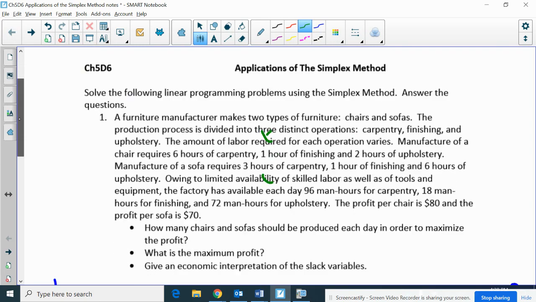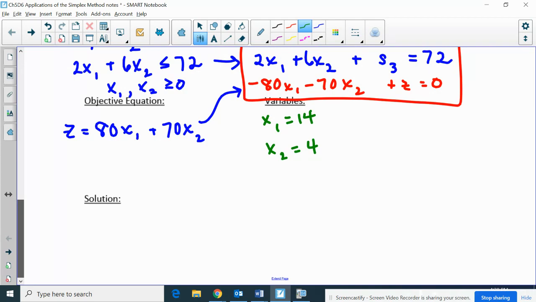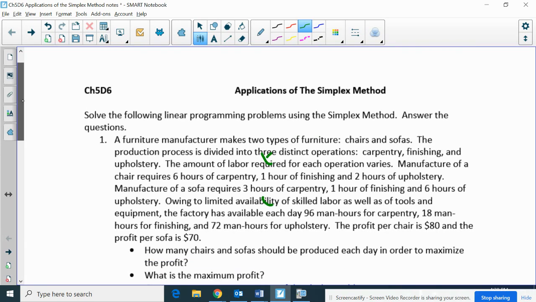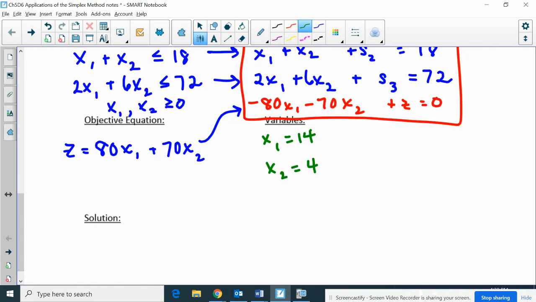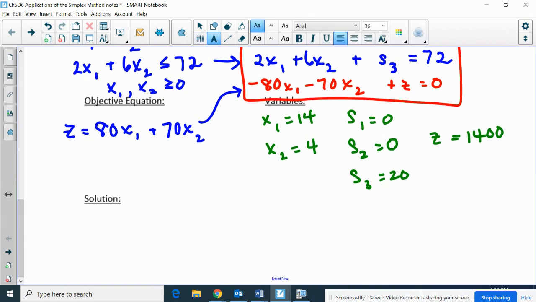So now I'm going to go back and write down what those mean. S sub 1, because it was junk, is a 0. Same thing for S sub 2, because that was junk, it's also a 0. S sub 3 is 20, and Z was 1400. All right, so what does all that mean? So I'm going to type up what the solution means. This is my economic interpretation of it.